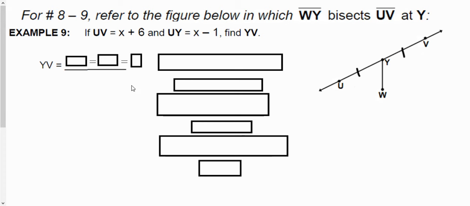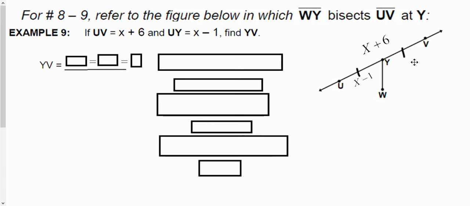Here, let's take a look at what we got here. Same picture, we got these pieces equal because of our bisector. UV, which is the whole distance, is x plus 6. So I put it on top, the whole one. And UY is x minus 1. Now, we don't set these equal. This piece is not equal to this whole thing.